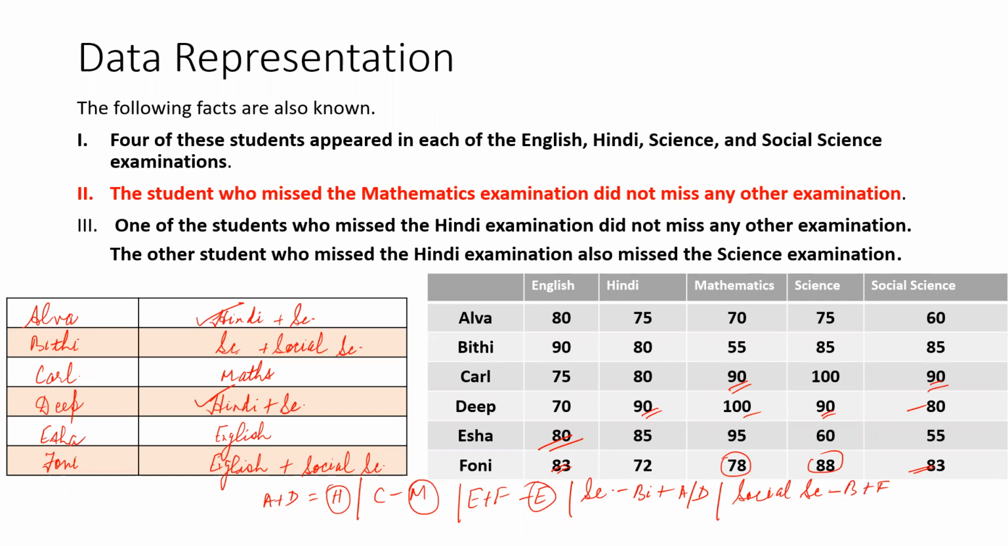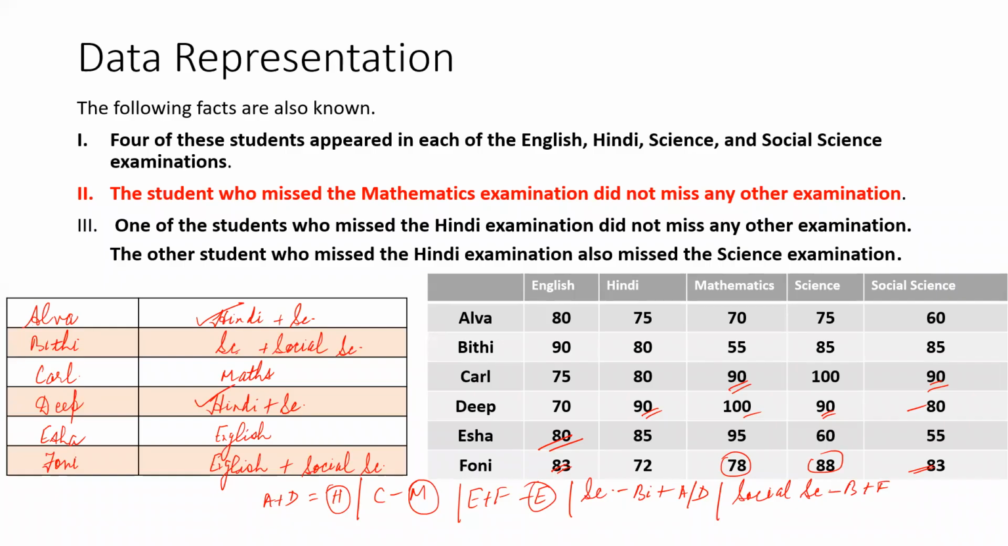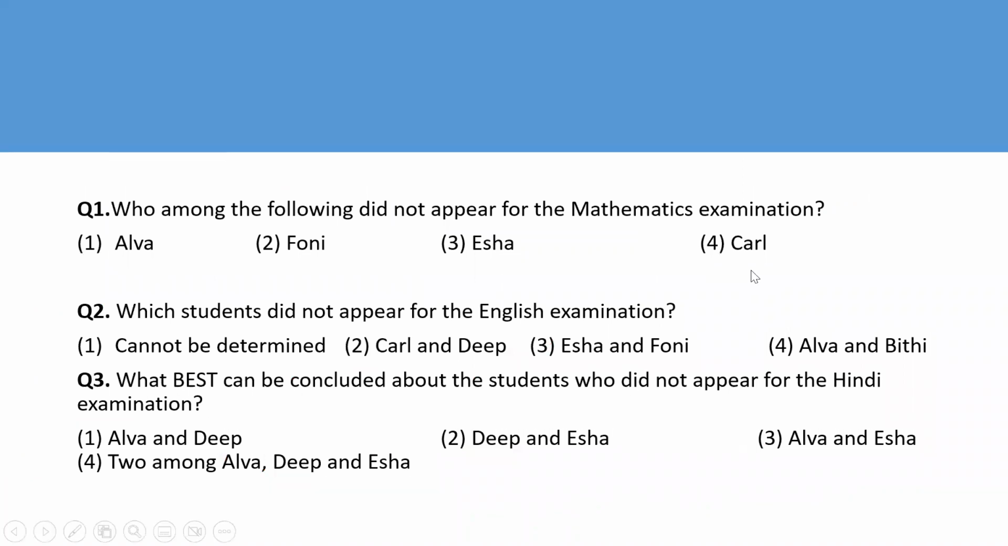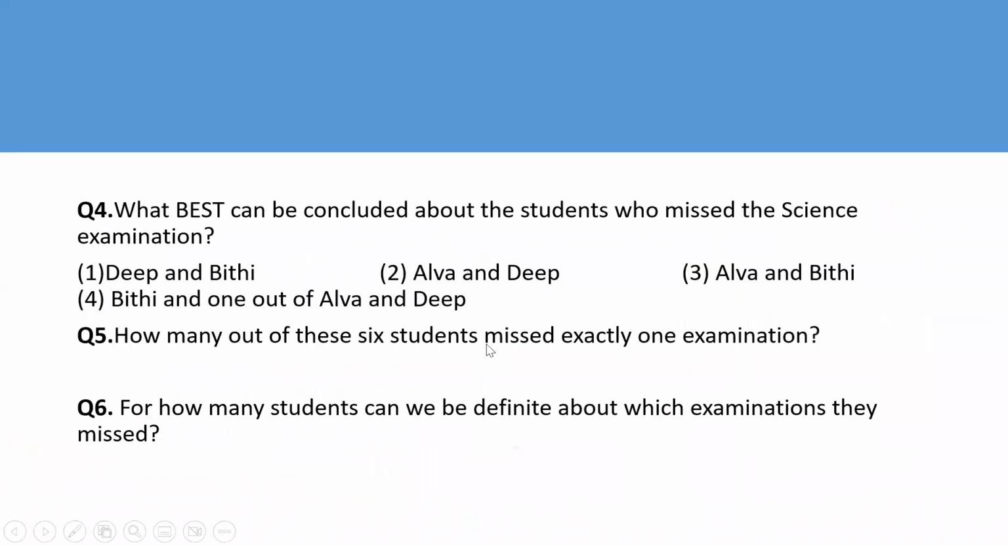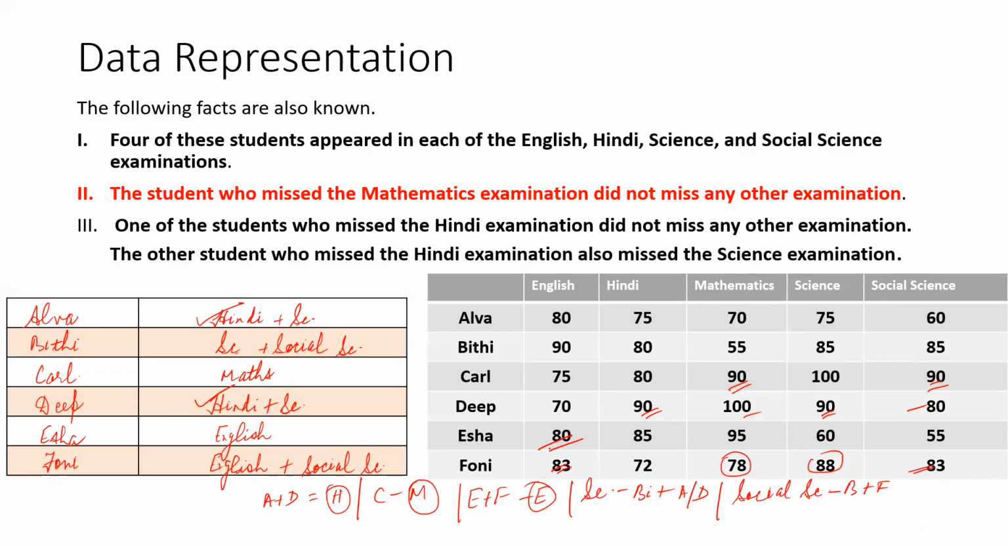Now, if we have this data, I believe this would be sufficient for us to solve the question. Let's look at the question sets. Who among the following did not appear in the maths examination? We have Carl in place. Carl did not appear for the maths section. So the answer here for us would be Carl. Which student did not appear for the English examination? When we looked at the table, we have Isha and Phony not appearing for the English section.